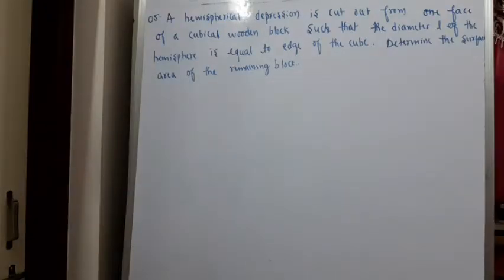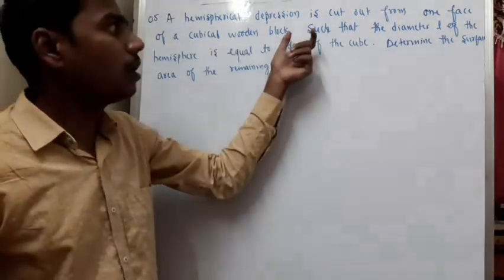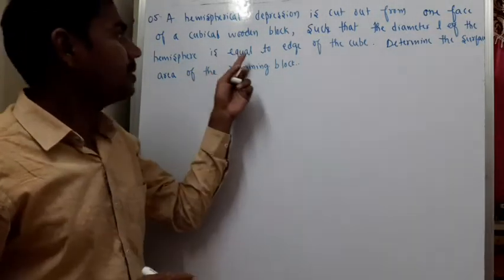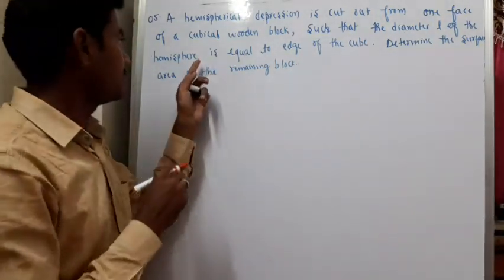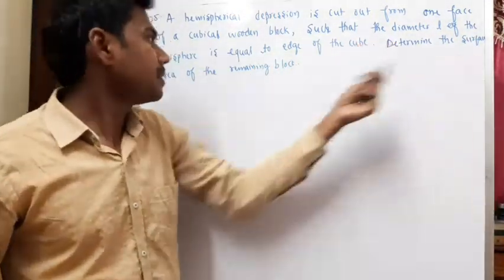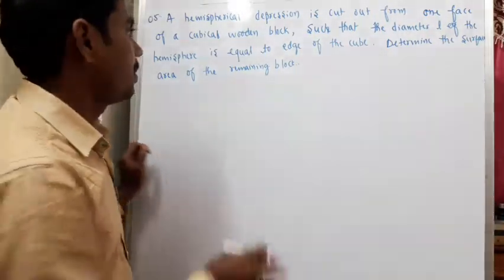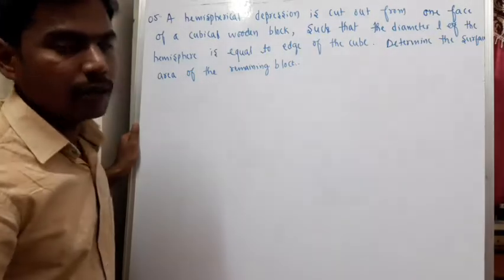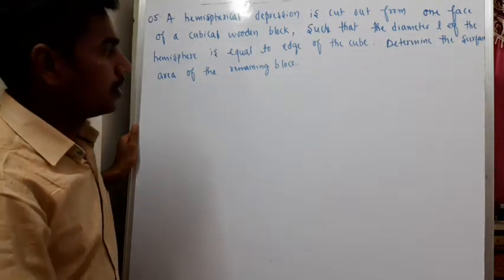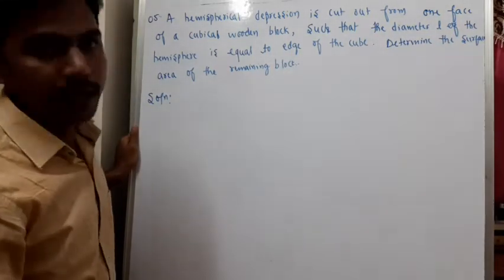Next, fifth question. A hemispherical depression is cut out from one face of a cubical wooden block such that the diameter L of the hemisphere is equal to the edge of the cube. Determine the surface area of the remaining block. It is very much similar to the previous question. Have they given the dimension? No, so we need to give an expression for the surface area of the remaining block.